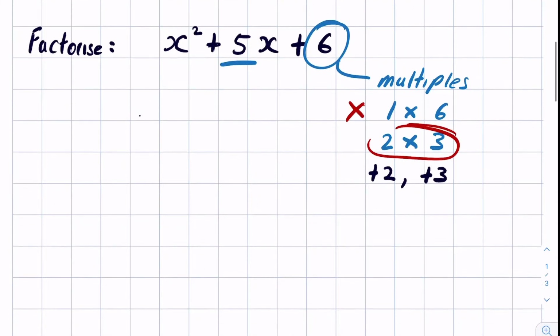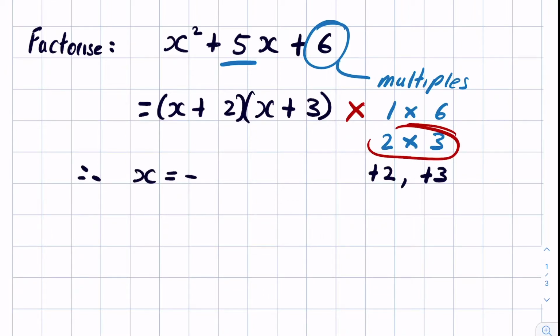So the factorized form of this quadratic is going to be x plus 2 and x plus 3. And the roots in this case are x equals negative 2 and x equals negative 3.